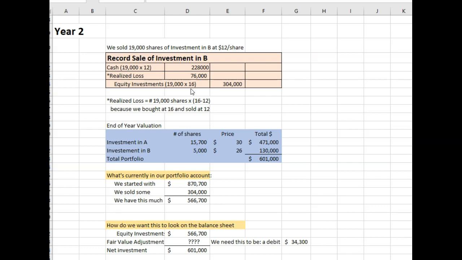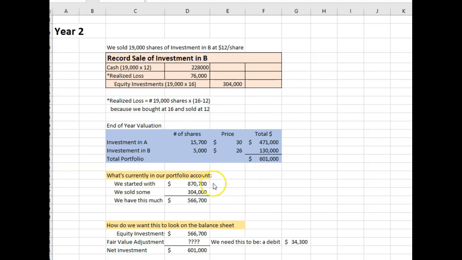At the end of the year, we have, again, our investments in the A and B company, and notice I have the number of shares, and I've reduced the investment in B down to 5,000 shares. Remember, we started with 24, we sold 19, we have 5,000 left. And we are given the end of the year prices. That's a part of our given amount. And so what we find is that the fair value of our portfolio at the end of the second year is 601.